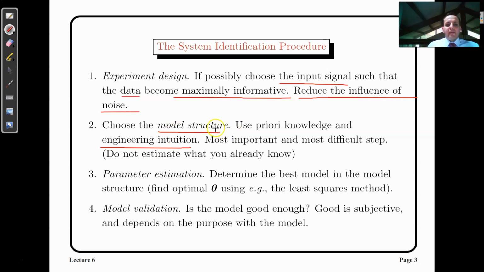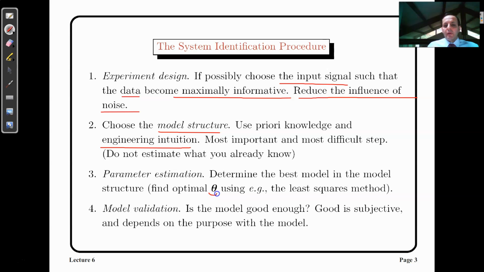Then when you have fixed your model structure, which means that you selected, for example, an ARX model, Box-Jenkins, output error, or ARMAX, depending, if you remember, on your application, you can go to the problem of parameter estimation. It means that you need to determine the best model, of course, according to the family of your model structure.